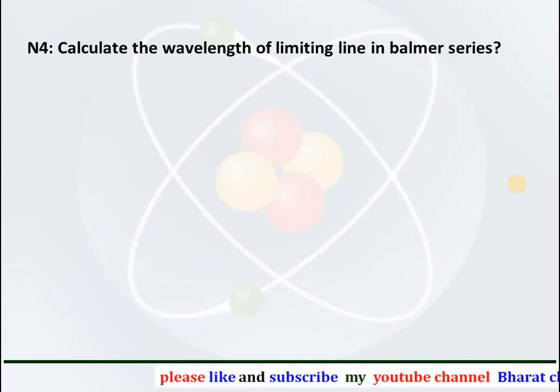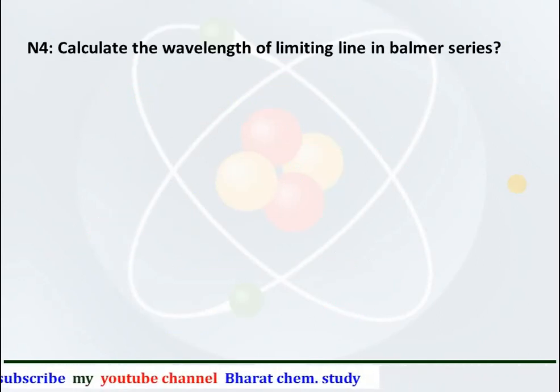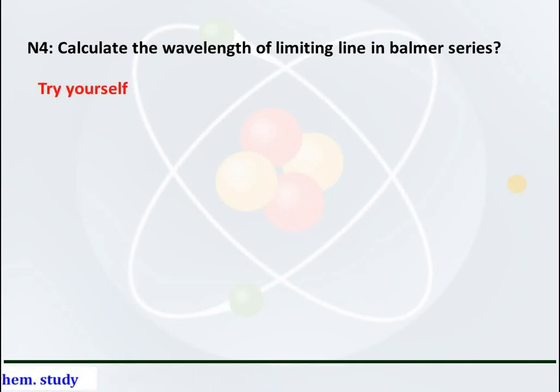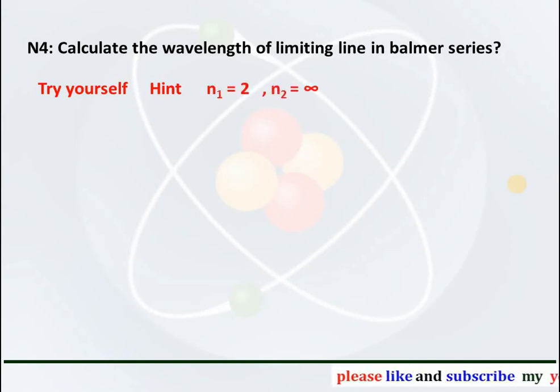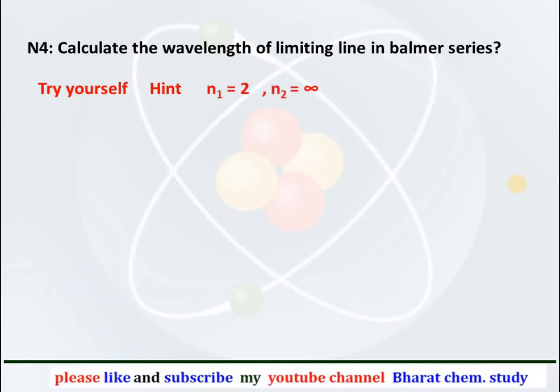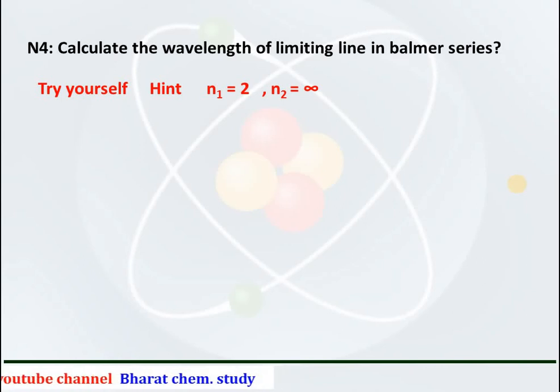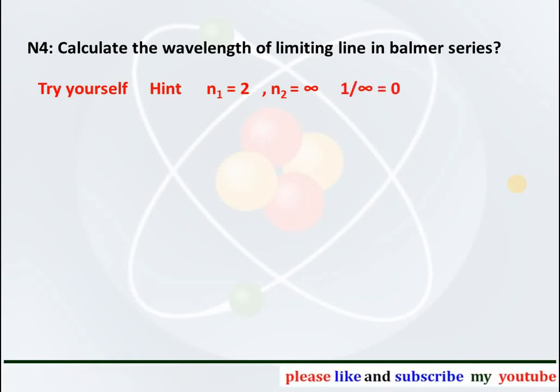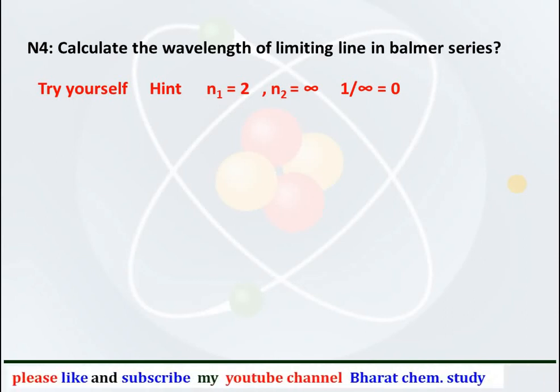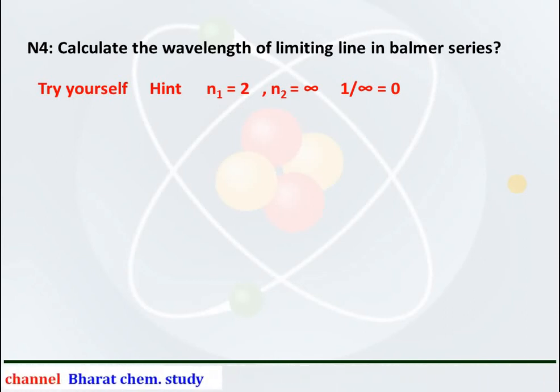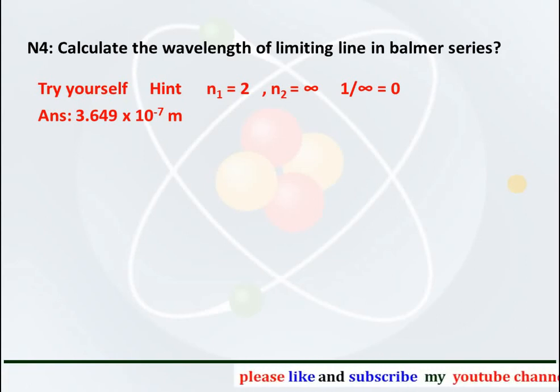The next numerical: calculate the wavelength of a limiting line in Balmer series. So this numerical you have to try yourself. Hint for the numerical is that for the Balmer series n1 is equal to 2 and for the limiting line it means that n2 is equal to infinity, and we know that 1 upon infinity is 0. So now we have to calculate the wavelength using the Rydberg formula, and the answer comes to be 3.649 into 10 to the minus 7 meter.